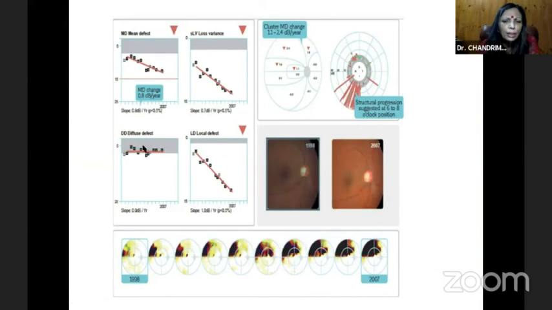This again is actually from the Octopus perimeter, and I got this for you because I thought it's a wonderful correlation of structure and function, where you have the structure and the function together. These lines that you see are of progression. If you compare 1998 with 2007, look at the progression that can be detected here in the cluster analysis of the Octopus.